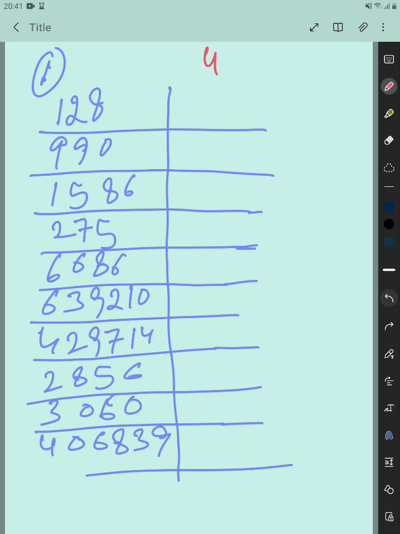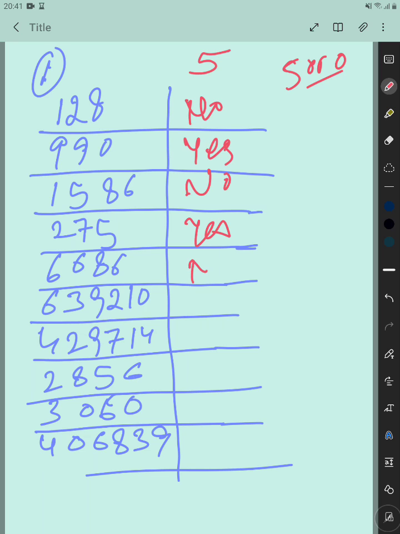Okay, now we have come to 5. So what is the divisibility rule of 5? If at the unit place there is a 5 or 0, either 5 or 0, then that number will be divisible by 5. So we'll take here. This is not the case, so this is no. No, this is yes, this is no, this is yes, this is no, this is yes, this is no.